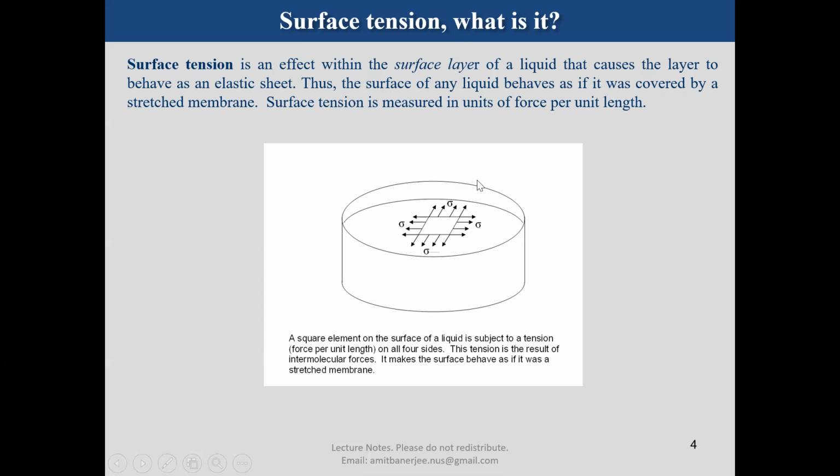So surface tension is an effect within the surface layer of a liquid that causes the layer to behave as an elastic sheet. Thus, the surface of any liquid behaves as if it was covered by a stretched membrane. Surface tension is measured in units of force per unit length.